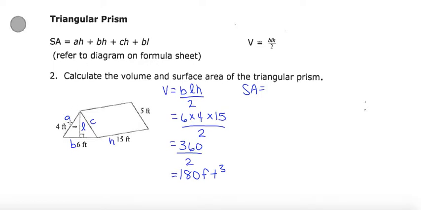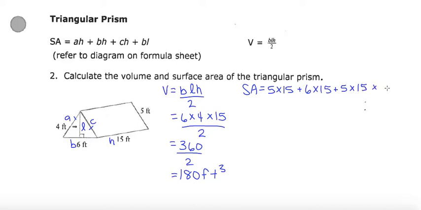So our A in this case is going to be our 5. And we're going to assume that this is an isosceles triangle, so that both of our sides, A and C, of our triangle are going to be exactly the same. So our A is 5 times our height, which is 15. Our B is 6 times our height of 15. Our C is also 5 times our height of 15.